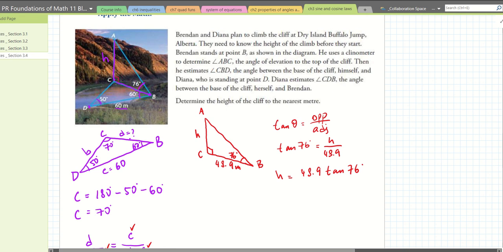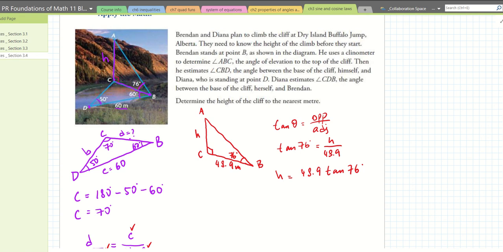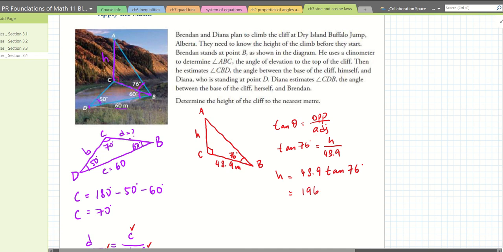Okay? So let's see. This times 48.9 times tangent of 76, I get 196.177 meters. So we're going to round this height to the nearest meter. So the height is about 196 meters. So almost 200 meters climb.